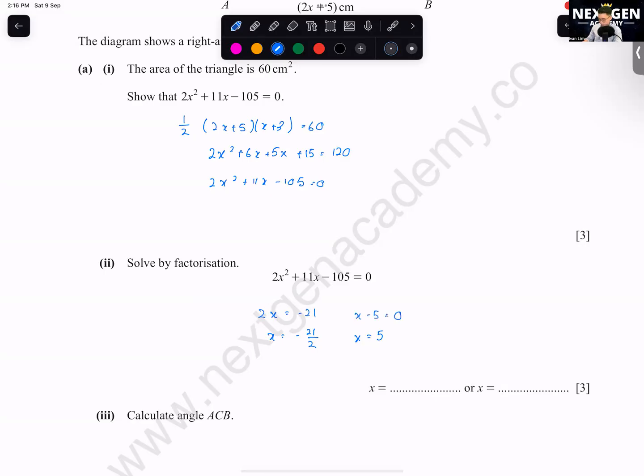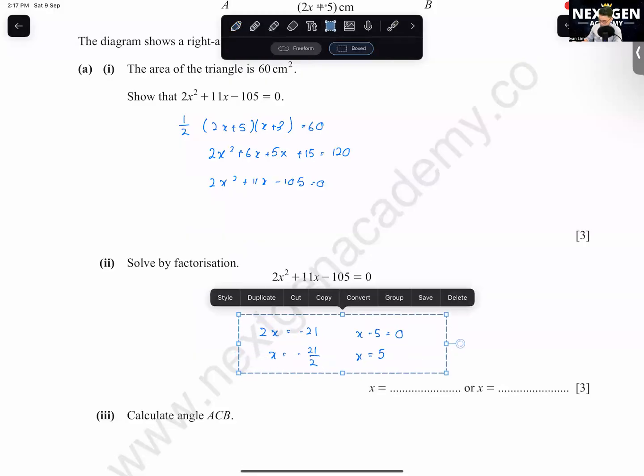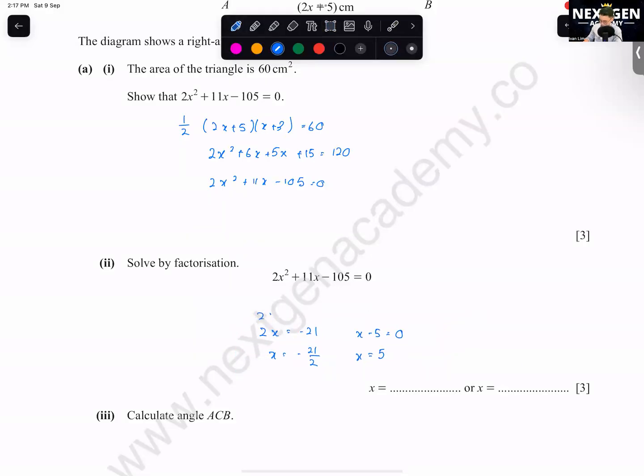This one we will just follow: x minus 5 equals 0. Then you bring here 2x plus 21 equals 0. So you get here 2x plus 21, x minus 5 equals 0. Please show the working. Don't lose marks. You won't be able to get the 3 marks if you don't show the working. The marker knows whether you used the calculator, because no steps confirms you used a calculator, which you are not supposed to use.